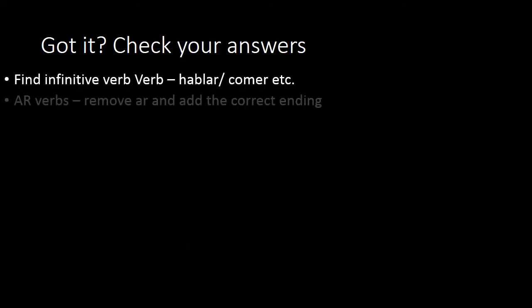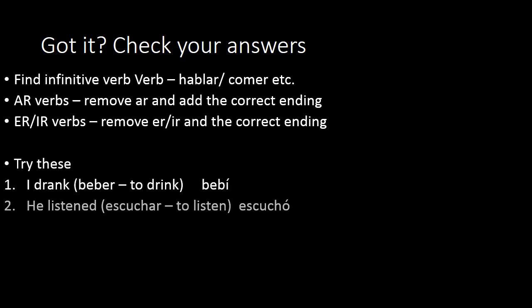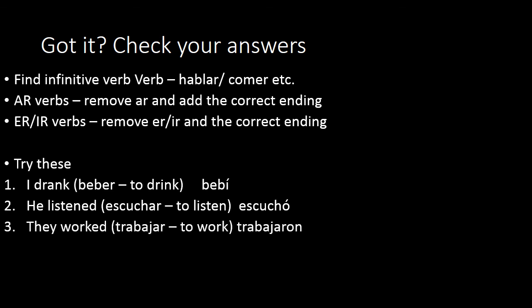Okay, check your answers. We found the infinitive verb, removed the endings, and you've worked out that I drank should be bebí, he listened should be escuchó, they worked should be trabajaron, we went out should be salimos. If you've got any of those wrong, check the endings that you've added. For example, you may have put bebé, which obviously means you've used the AR verb endings on the ER verbs. Or you might have put escuchió instead of escuchó. That would be because you've put the ER ending on an AR verb. So just check those and make sure you're okay with it.